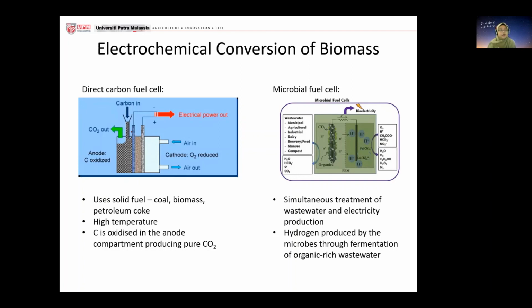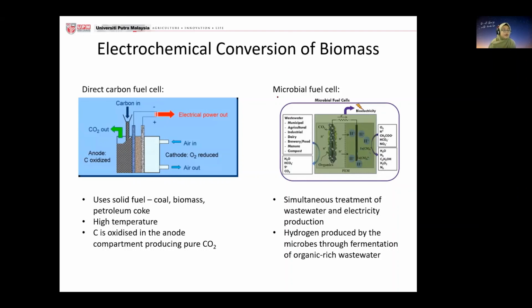The general idea is similar. The only thing different is that biomass is used instead of hydrogen. So that is one way to use biomass.